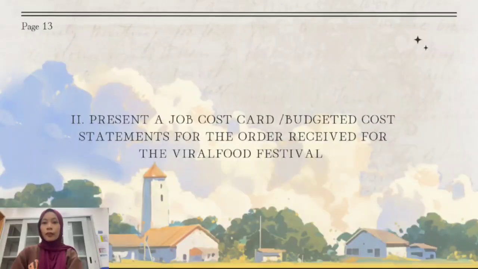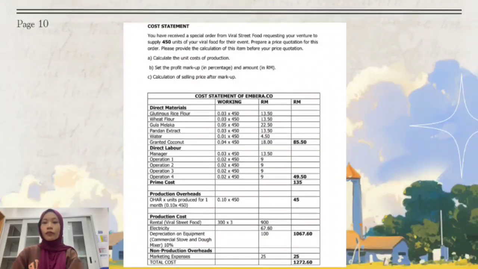Given a special order from Viral Street Food requesting your venture to supply 450 units of your viral food for their event. Prepare a price quotation for this order. Please provide the calculation of each item before your price quotation.